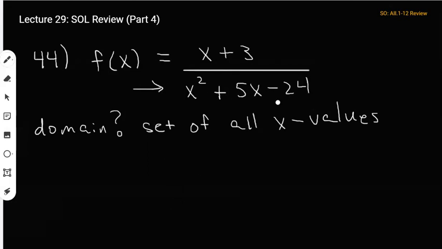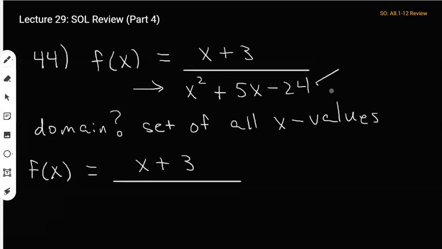So let's go ahead and factor this and see what we get. I'm still going to have x plus 3 at the top. That doesn't change. On the bottom, I have x squared plus 5x minus 24. I can factor this. To multiply to negative 24, I'm going to need 8 and 3. 8 times 3 is 24. That's good. But one of these numbers has to be negative.